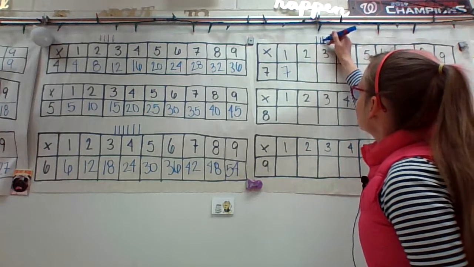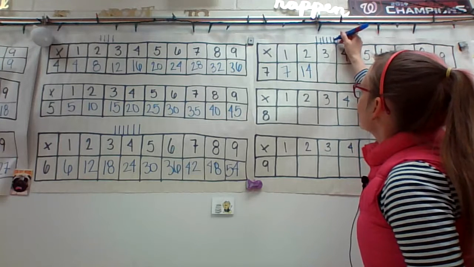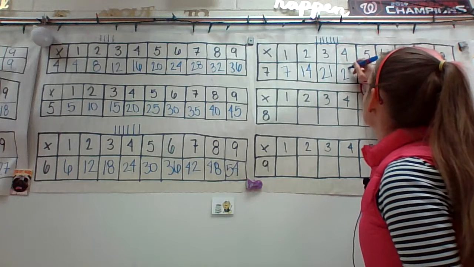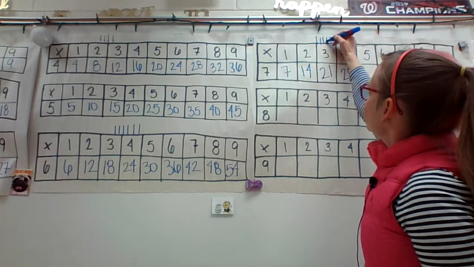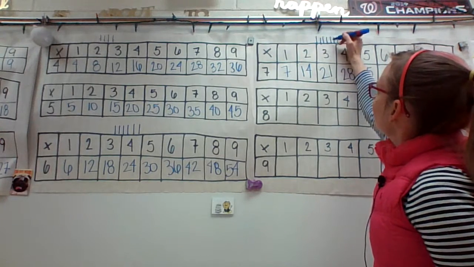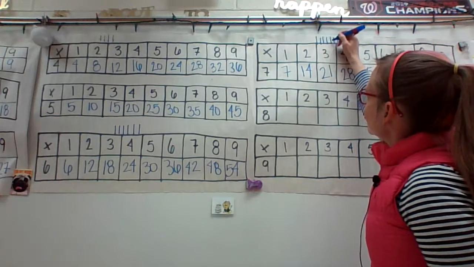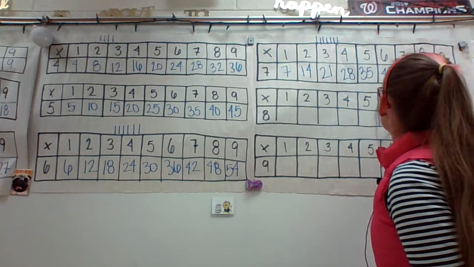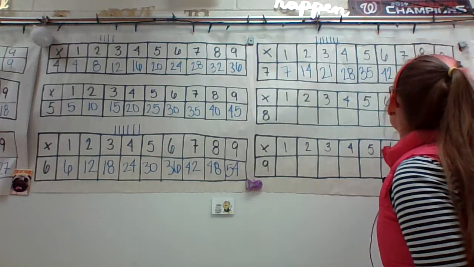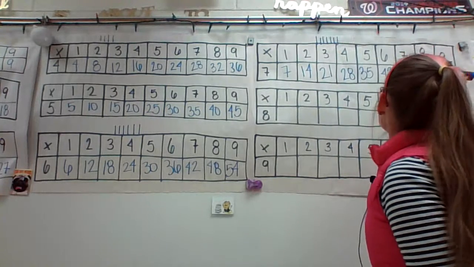1 times 7 is 7. 8, 9, 10, 11, 12, 13, 14, 15, 16, 17, 18, 19, 20, 21, 22, 23, 24, 25, 26, 27, 28, 29, 30, 31, 32, 33, 34, 35, 36, 37, 38, 39, 40, 41, 42, 43, 44, 45, 46, 47, 48, 49, 50, 51, 52, 53, 54, 55, 56, 57, 58, 59, 60, 61, 62, 63.